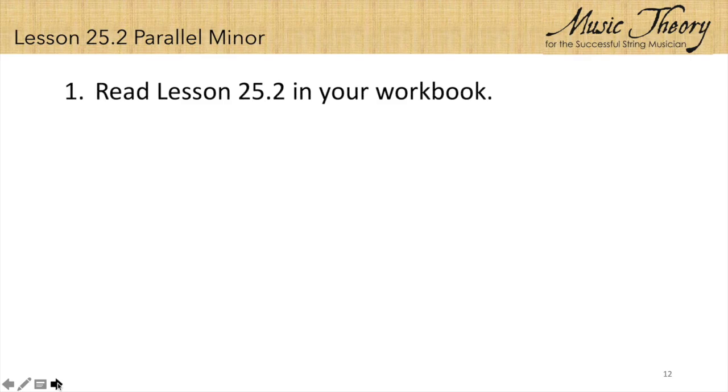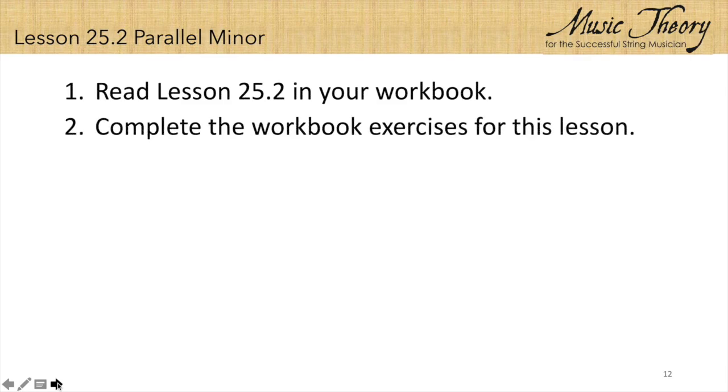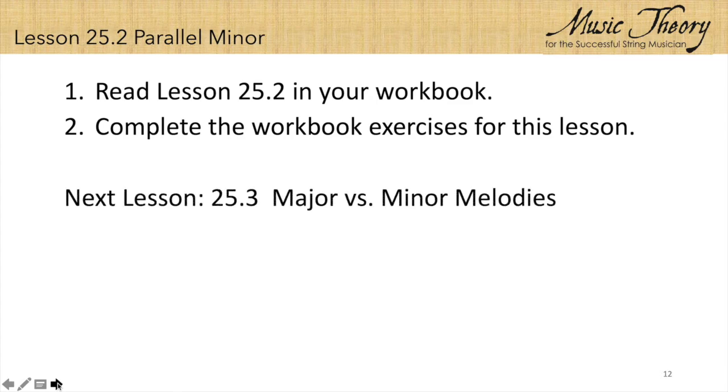Now read lesson 25.2 in your workbook and complete the exercises for this lesson. In the next lesson, we will look at the differences between major and minor melodies.